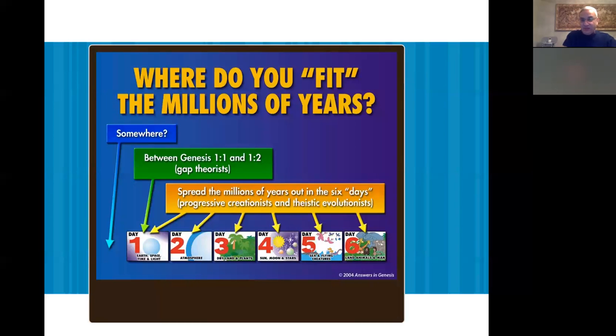So I'll stop with this because we have been working for over an hour and 15 minutes. So where do we fit the millions of years? Somewhere before day one, but that doesn't really work, because there was no time before day one. In the beginning, the beginning starts in day one. So between verse 1 and verse 2 in day one, or spreading millions of years over the 6 days of creation, that's called progressive creation and theistic evolution. And these are the topics that we're going to study in detail later on. Any questions?